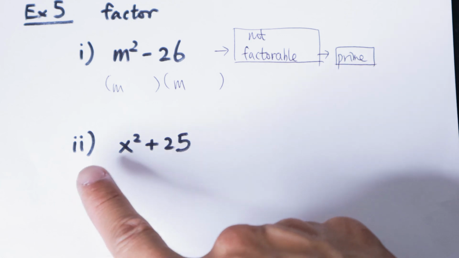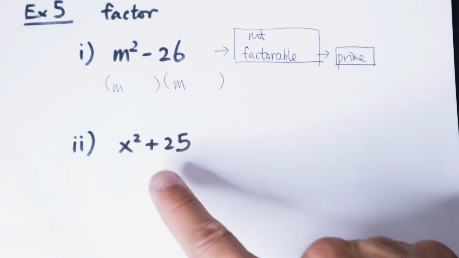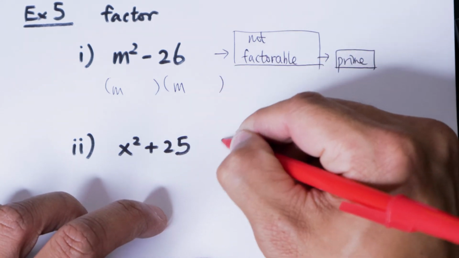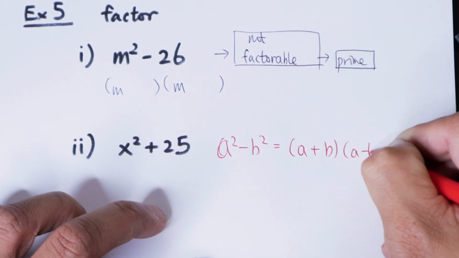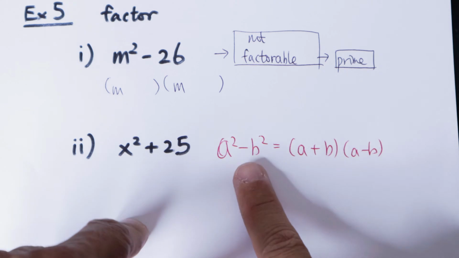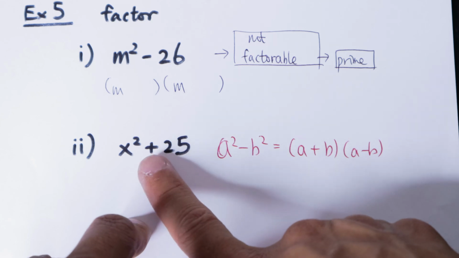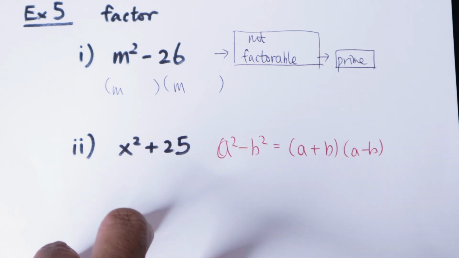In example 5 part 2, here it says x squared plus 25. Well, here x squared is a perfect square. 25 is also a perfect square. But however, there's a plus sign there. Well, let's revisit the formula. The formula was if you have a squared minus b squared, that just means a plus b times a minus b. The formula only works when you have a minus sign in between. It tells you nothing about what happens when the 2 perfect squares have a plus sign in between. So that means we cannot use this formula, and you can't really factor anything as well.